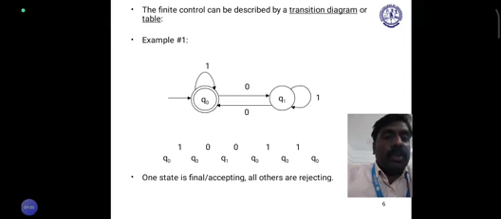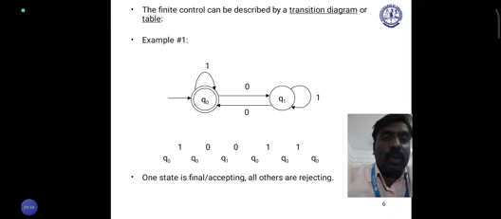The transition diagram is shown here with states Q0 and Q1. Q0 itself acts as the start state and also the final state. This diagram represents the language of an even number of zeros. From Q0, if we have an input 0, it will move to Q1. From Q1, if we have an input 0, it will move again to Q0. So consider the string 10011. It has an even number of zeros, that is, 2 zeros are present in the string.